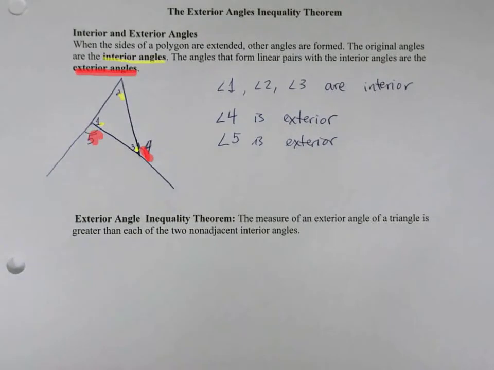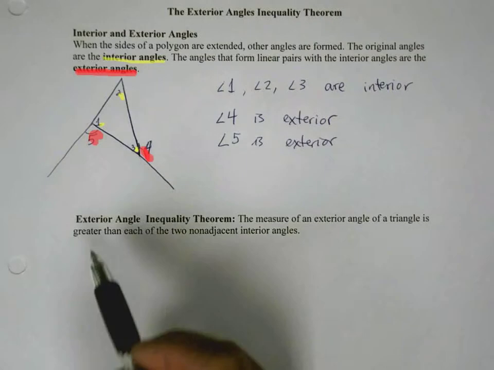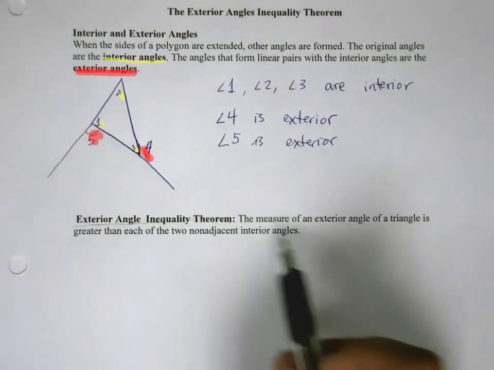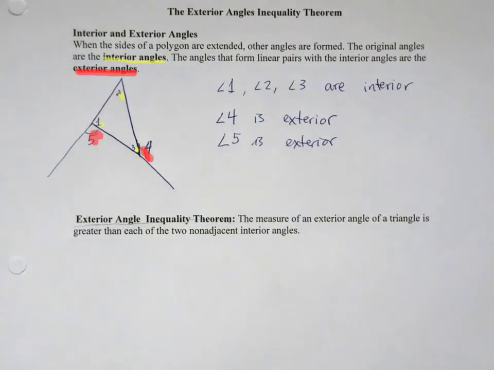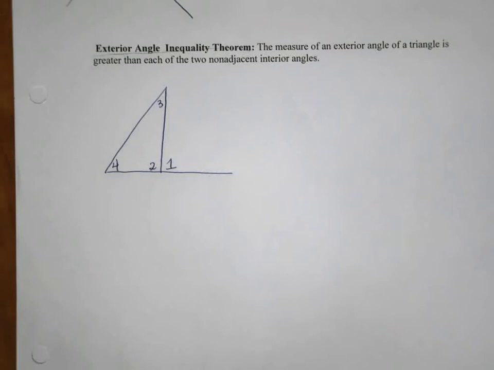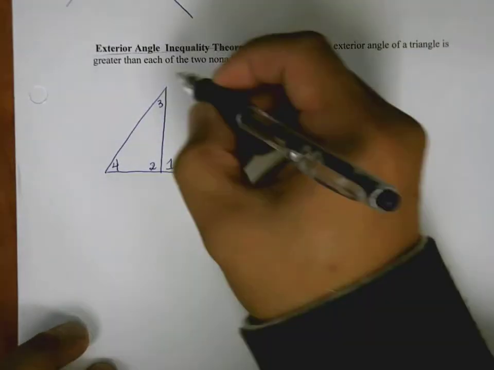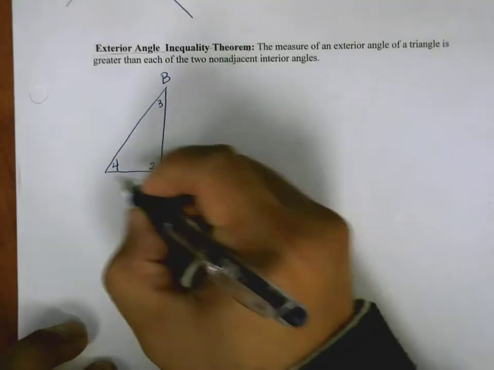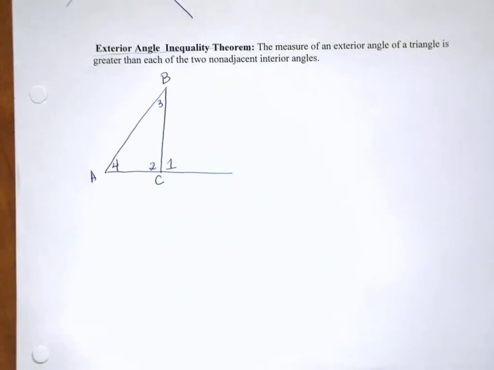Okay. So now let's go on to our first major theorem that we're going to prove, the exterior angle inequality theorem. It says the measure of an exterior angle of a triangle is greater than each of the two non-adjacent interior angles. So let's see what this means. I've labeled this new triangle here with all these angles, and you can see that angle 2, 3, and 4 are interior, and angle 1 is the exterior.